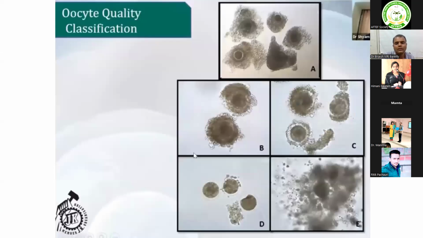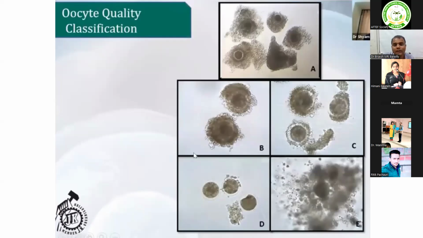So these are the qualities of the oocytes. Grade A means 3-4 layers of cumulus will be there. Grade B, only 2 to 3. Grade C, some denudation will be there, and then grade D and grade E. So A, B, C you put for maturation. Grade D and E you can discard in case of cattle. But in case of buffalo, you put all the oocytes, whether it is grade A, B, C, or D.